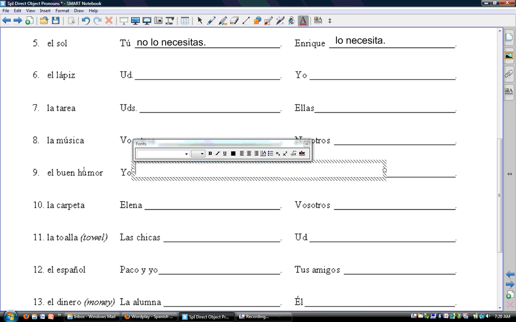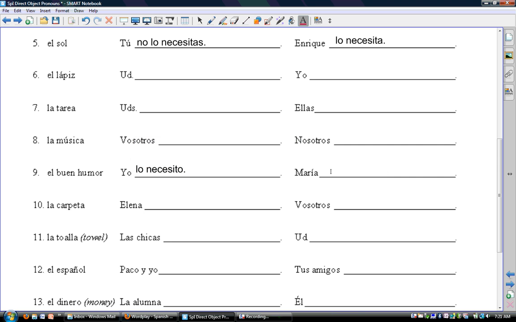Since it's talking about el buen humor, again, we look at that very first word. It's el. Now, normally I would just put el, but that's one that we have to change. Looking at our chart, it changes to lo. And then it says yo, which means I, so the ending we would need is just o. Yo lo necesito. I need it.